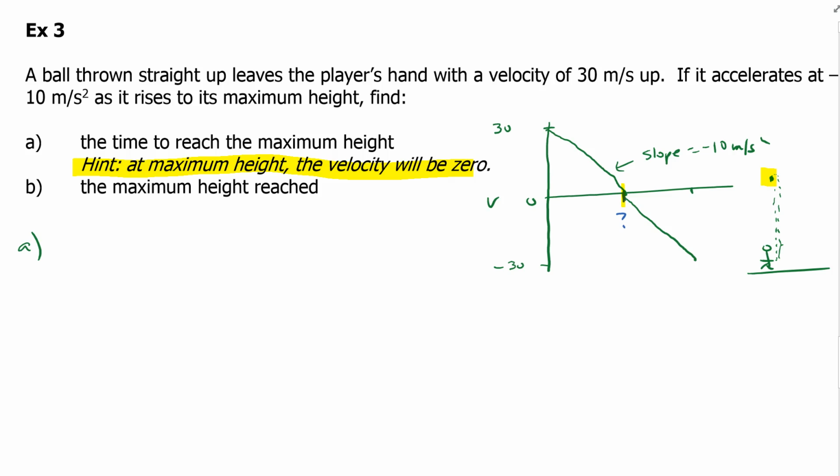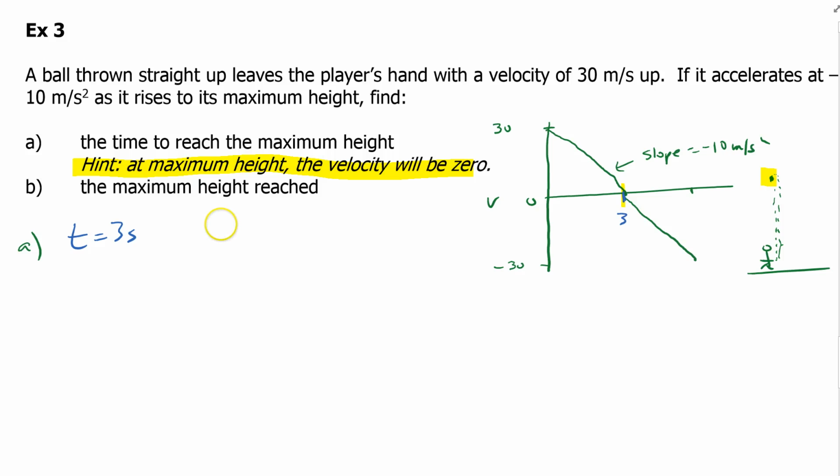Well, for some of you, it's pretty straightforward. You can say, well, if it's starting at 30 meters per second, and what is acceleration? It's the rate at which velocity is changing. If it's going down 10 meters per second every second, it's going to take 3 seconds. This is pretty straightforward. It's almost too obvious to think about. But let's say the numbers weren't quite so friendly.